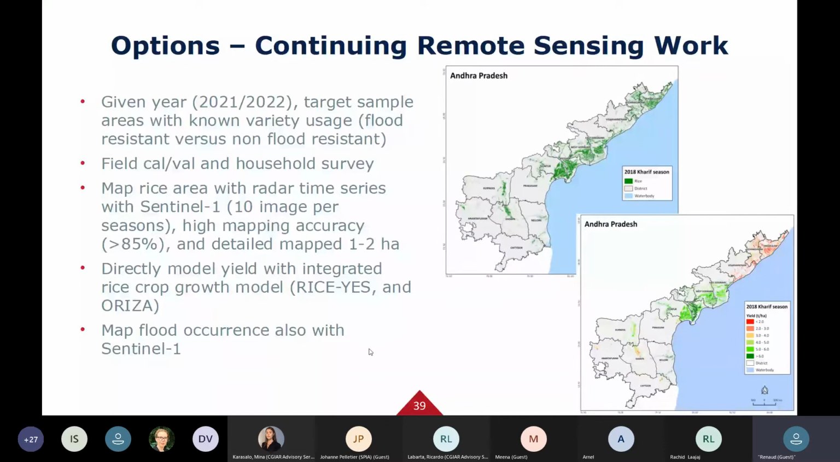Here you've got an example of the product that we've been developing using SAR technology in India, in one of the areas of potential interest in Andhra Pradesh. The top one is the rice area, and the bottom right is the yield. So yeah, that's where we are.